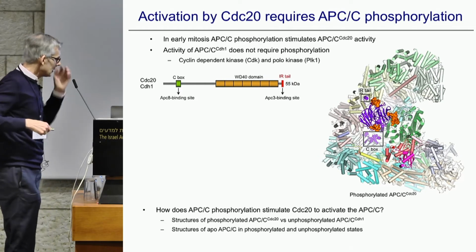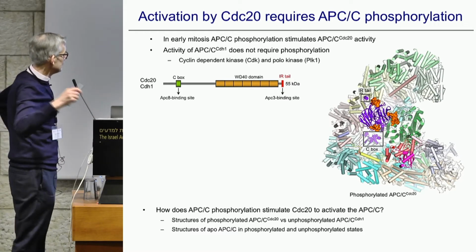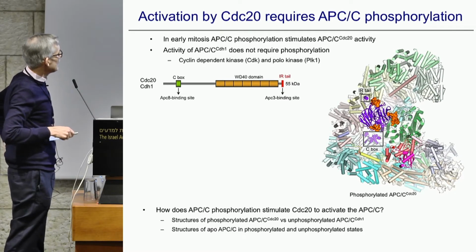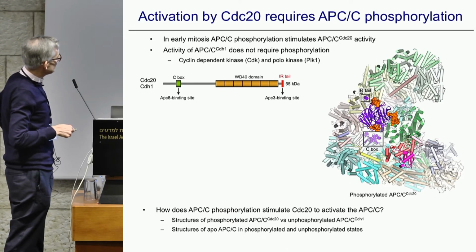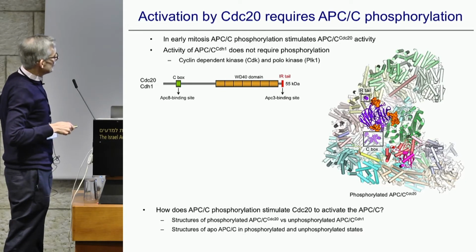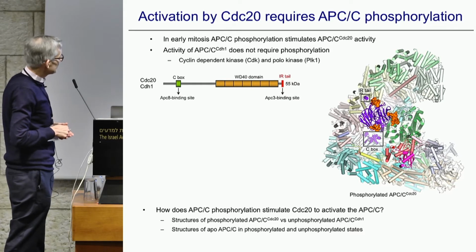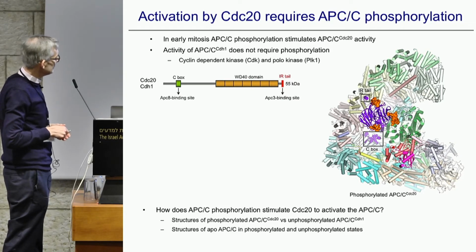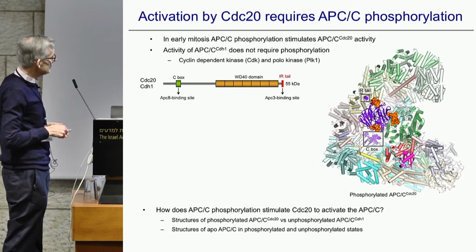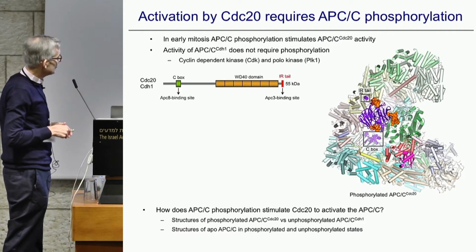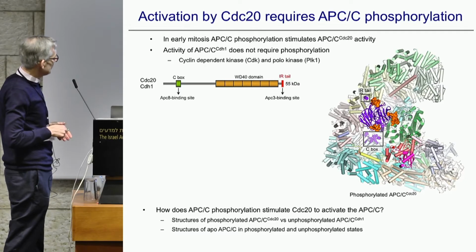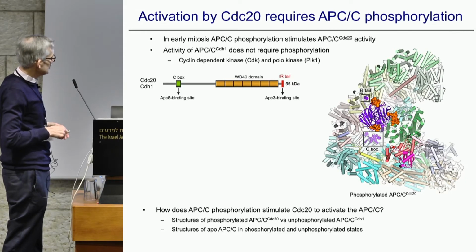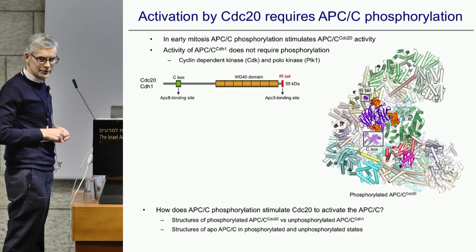Now, we want to understand how phosphorylation stimulates the activity of the APC by CDC20, and this is due to actually enhancing the binding or the affinity of APC for CDC20. So to address this question, we compared the structures of phosphorylated APC-CDC20 with unphosphorylated APC-CDH1, because CDH1 does not require phosphorylation for binding to the APC. And then we also compared the structures of the apo APC in both the phosphorylated and the unphosphorylated states.